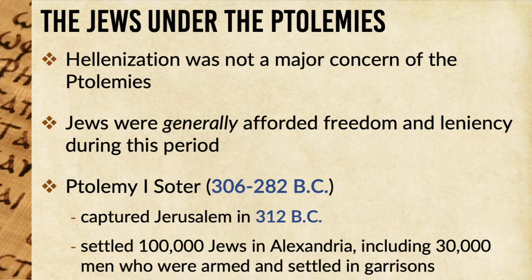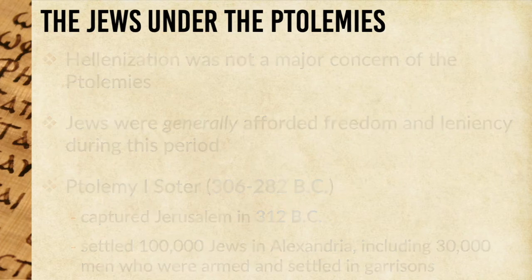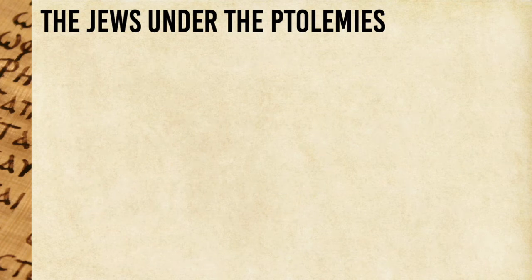And that's going to be very, very important. These Jews in Alexandria are going to be very influential in some things that we're going to talk about later that involve the translation of the Old Testament into Greek, which is very important for New Testament studies. We'll get to that in a later class. Let's continue on and note some other things about Jews under this dynasty.